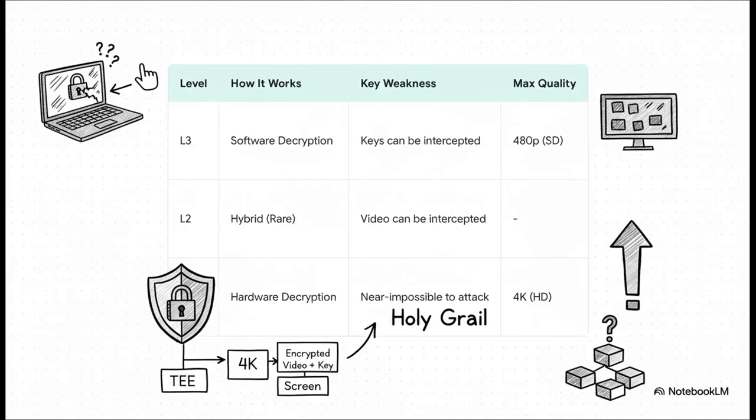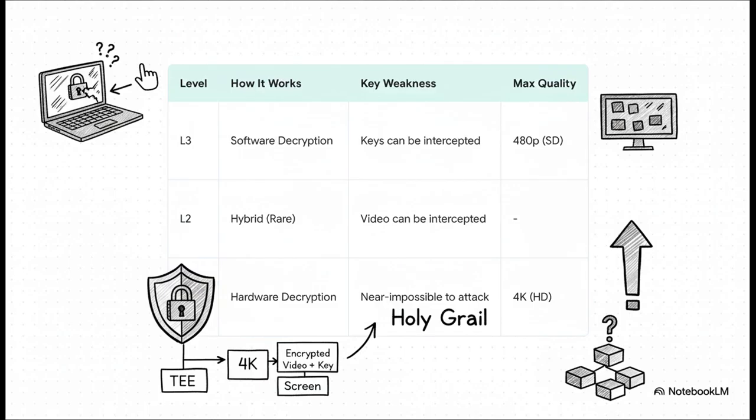Now, not all devices are built the same, so Widevine has these security levels. The lowest is L3. On an L3 device, everything is just done in software. Because it's a little less secure and it's possible for someone to find the key in the device's memory, streaming services will only send its standard definition 480p video.